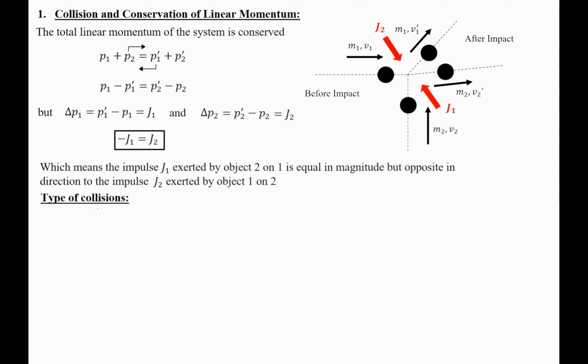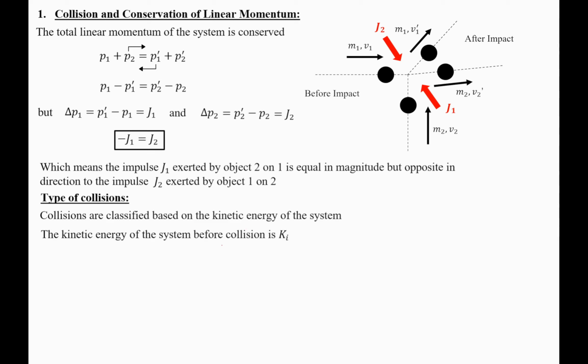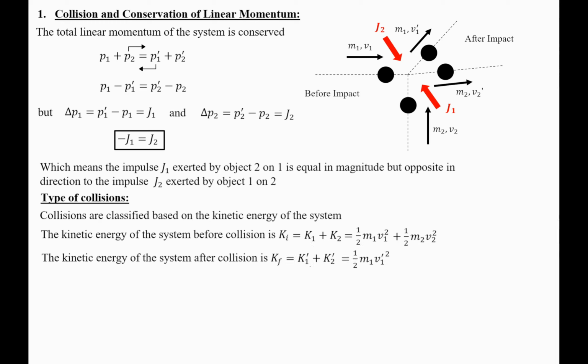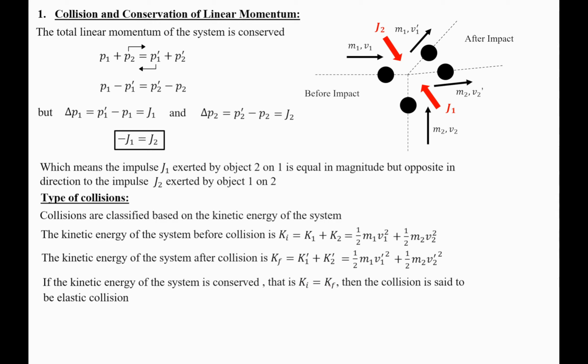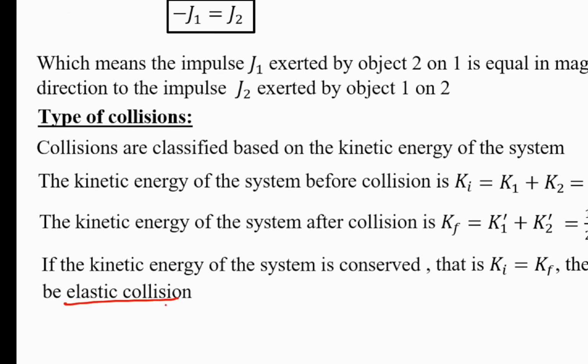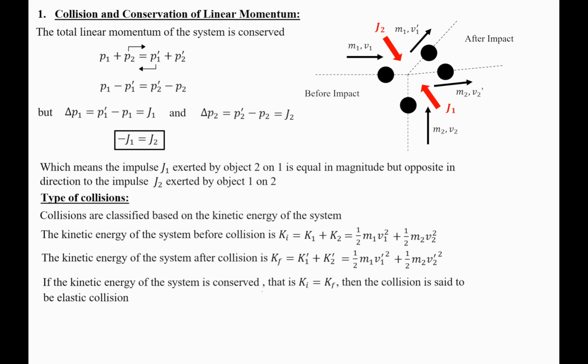Now, what about specific types of collisions? Collisions are classified based on the kinetic energy of the system. The kinetic energy of the system before collision is given by K initial, which is the kinetic energy of the first particle plus the kinetic energy of the second particle, half m1 v1 squared plus half m2 v2 squared. And the kinetic energy of the system after collision is given by Kf, which is K1 prime plus K2 prime, half m1 v1 prime squared plus half m2 v2 prime squared. If the kinetic energy of the system is conserved, which means kinetic energy initial is equal to kinetic energy final, then the collision is said to be an elastic collision. The collision is elastic whenever the kinetic energy of the system is conserved.